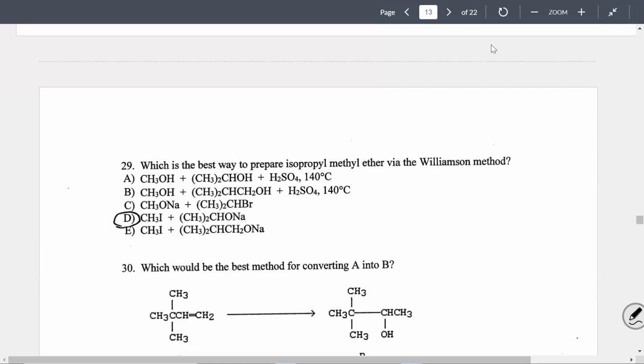Okay, so in this case, they're asking for the best way to make some sort of ether with the Williamson method. What chapter is that from? That's your Williamson reaction that was composed of two main reactions. First was acid base, then it was SN2.